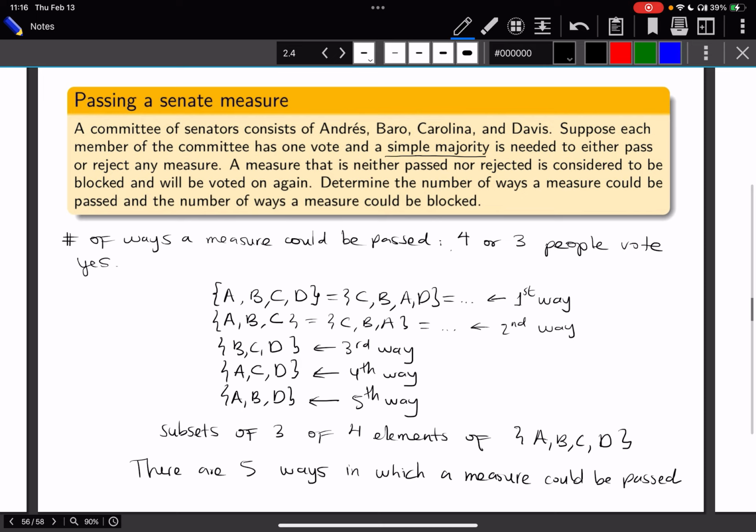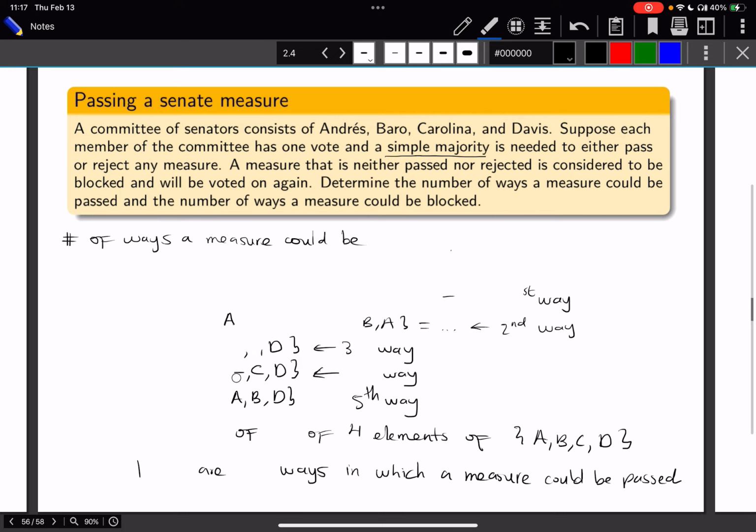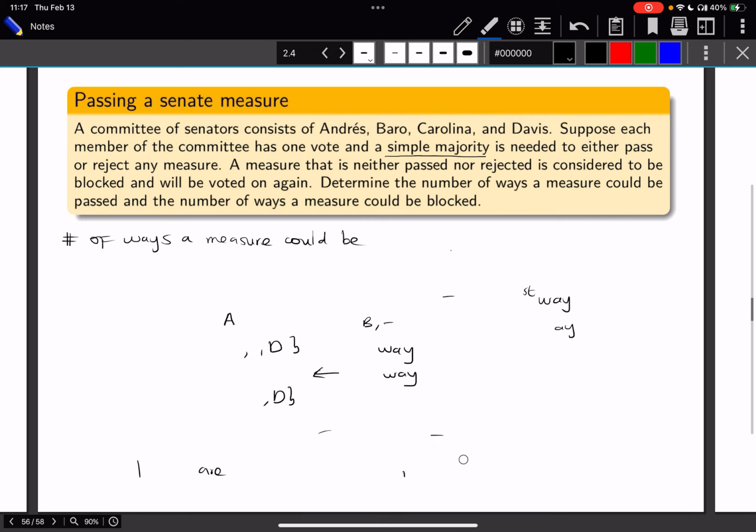Now, we're going to move on and talk about the number of ways in which a measure could be blocked. Okay, so let's erase this right here. I'm just going to work with blocking the measure. So this is gone. We're thinking of a totally different situation. We're still going to use sets.